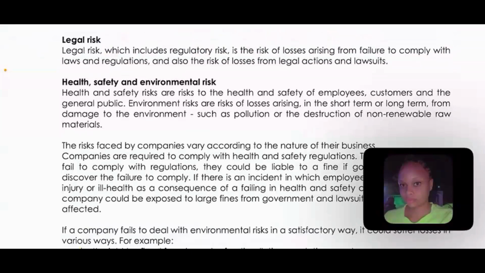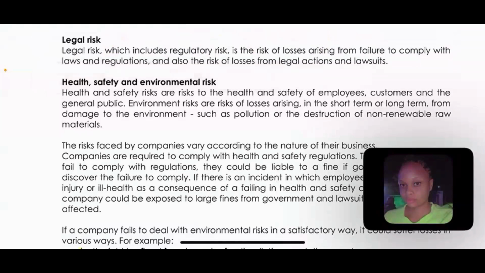Okay, legal risk, which includes regulatory risk, is the risk of losses arising from failure to comply with laws and regulations, and also the risk of losses from legal actions and lawsuits. Okay, so legal risk is basically regulatory risk.